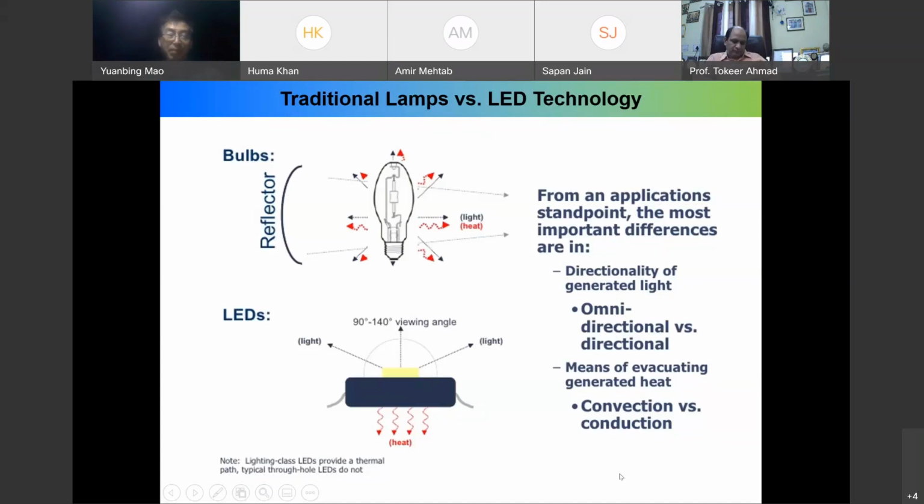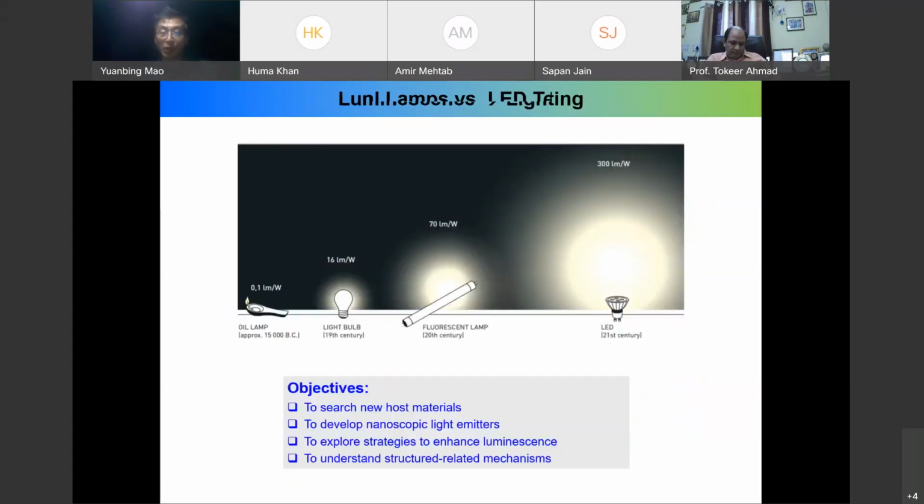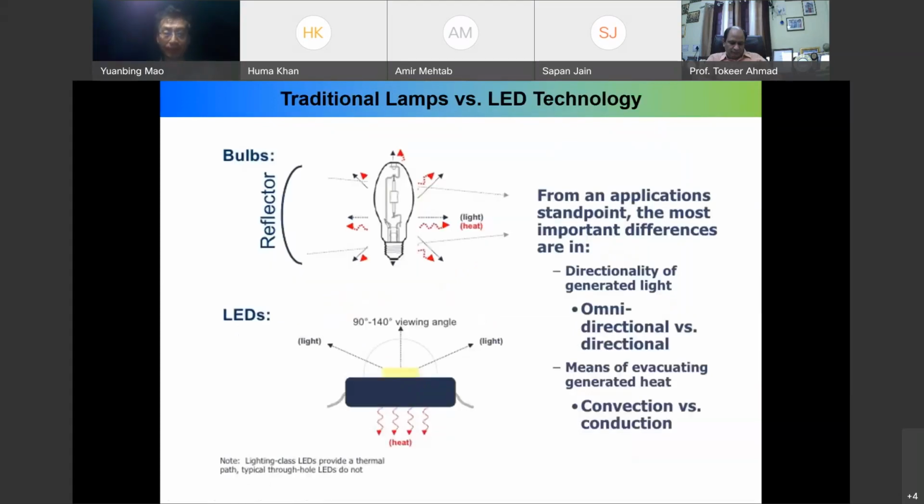If you still have both of these light sources, it's very easy to tell the difference. With the bulbs, if we put our hands close to it, we can feel the heat very easily. But for LEDs, it's more difficult, because the LEDs are more efficient. For the energy input, the LEDs give out light. But for the light bulbs and the fluorescent lamps, other than the light, they give out a lot of heat. So that's the main difference.